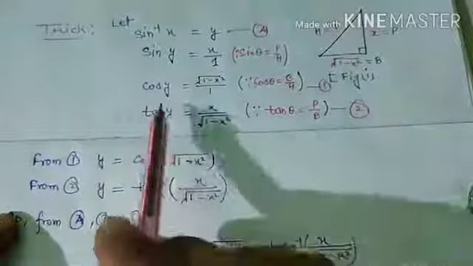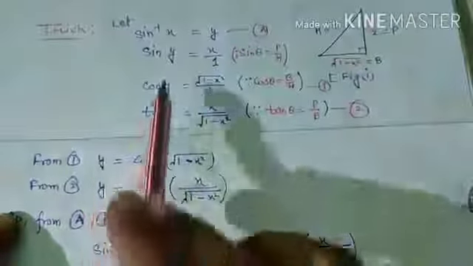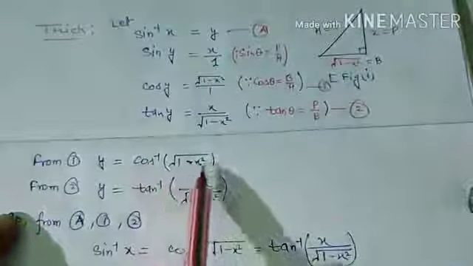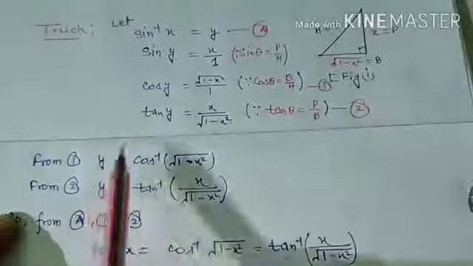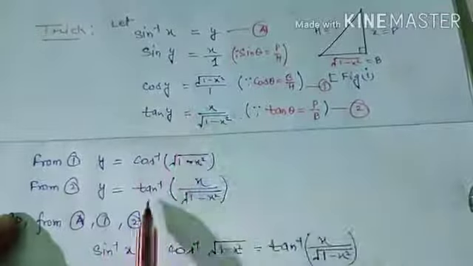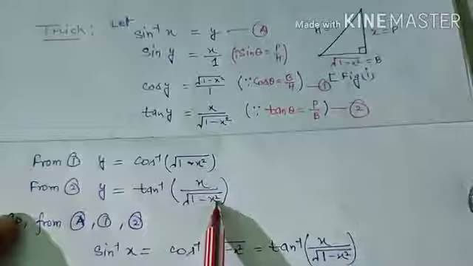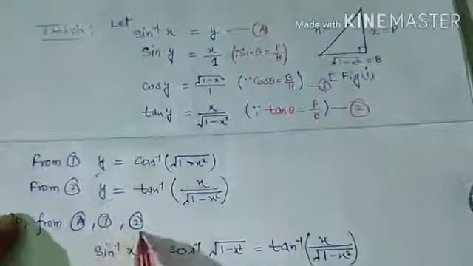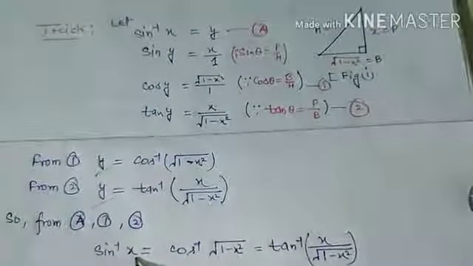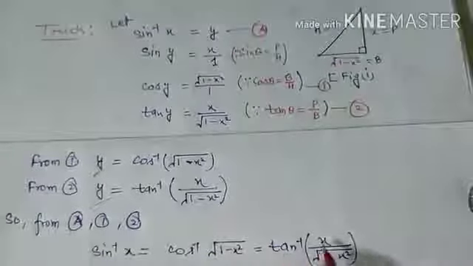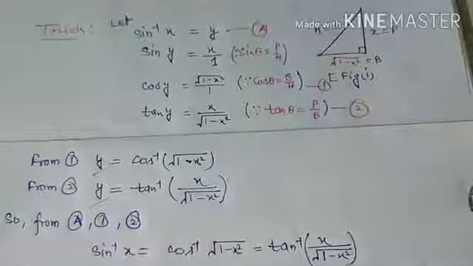So from the first we can say y is cos inverse root 1 minus x square, and in this way we can say y is tan inverse x upon root 1 minus x square. So this is y, this is y, and this is also y. So from equations 1 and 2 we can say sin inverse x equals cos inverse root 1 minus x square equals tan inverse x upon root 1 minus x square.